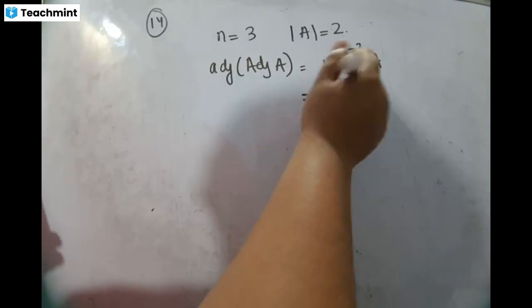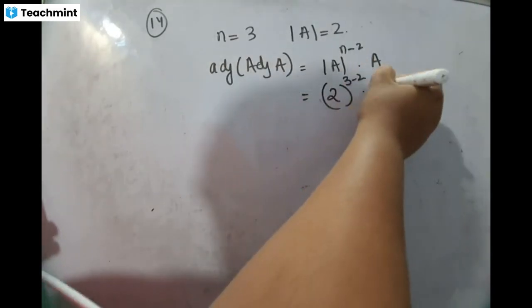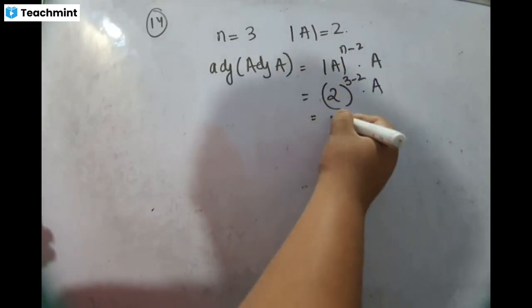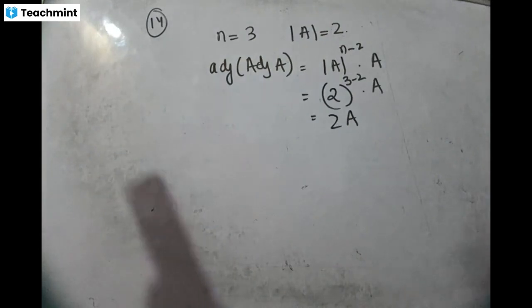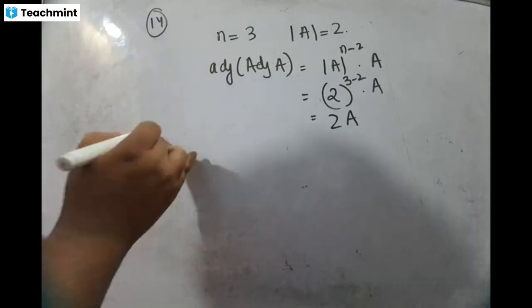The formula that I had given: adjoint of adjoint A is determinant A to the power n minus 2 into A. What's the determinant A? It is 2. What is n? Order is 3. So 3 minus 2 into A. So 3 minus 2 is 1. So 2 to the power 1 is 2. So adjoint of adjoint A is 2A. These formulas I've already given in the 20 formulas which I had done before I started this. So this is question number 14.